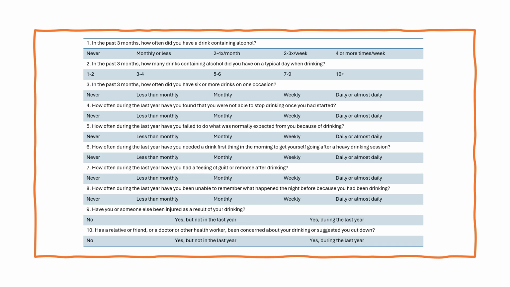Question 5, how often during the last year have you failed to do what was normally expected of you because of your drinking? Did you forget to take out the trash? Did you not go to your kid's ball game? Did you not go to work, etc.? Your answer choices are going to be never, less than monthly, monthly, weekly, daily, or almost daily.